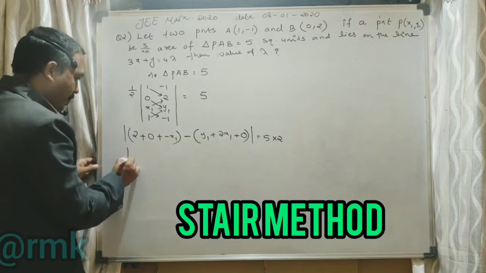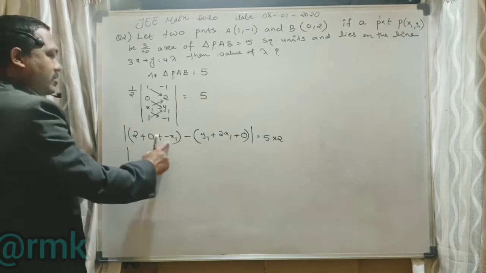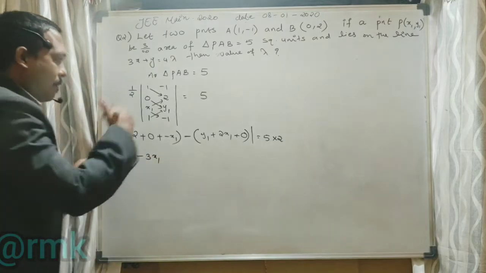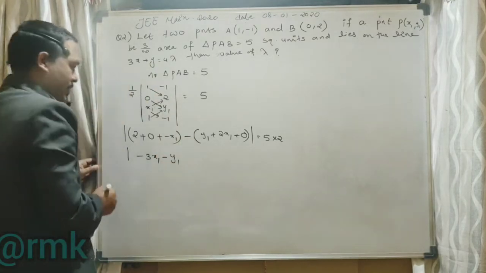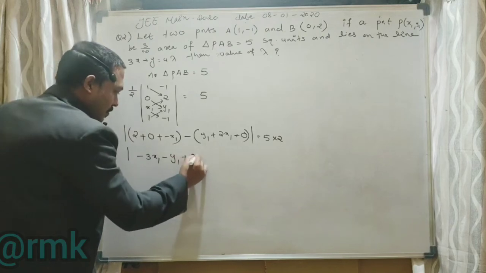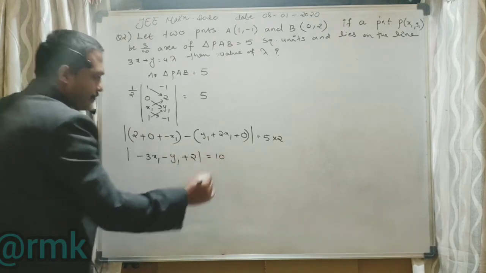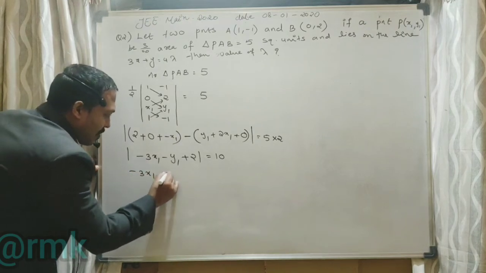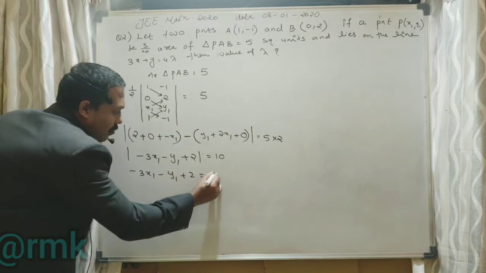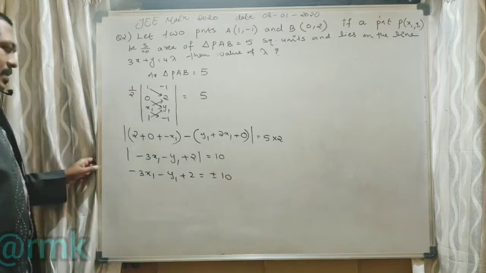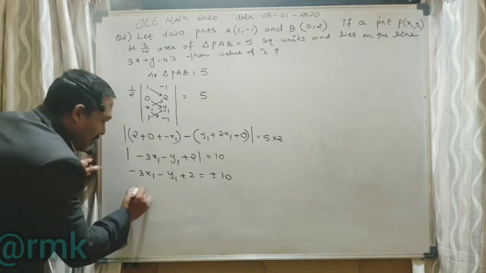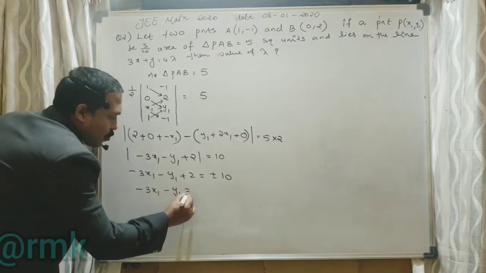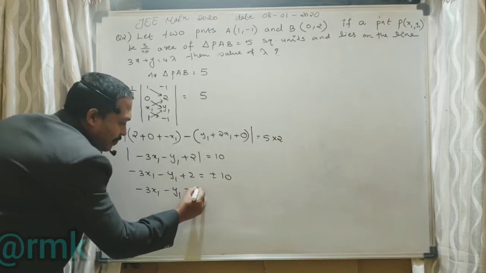That is minus x1 minus 2x1 is minus 3x1, minus y1 and plus 2 is equal to 10. Removing the modulus, minus 3x1 minus y1 plus 2 is equal to plus or minus 10.